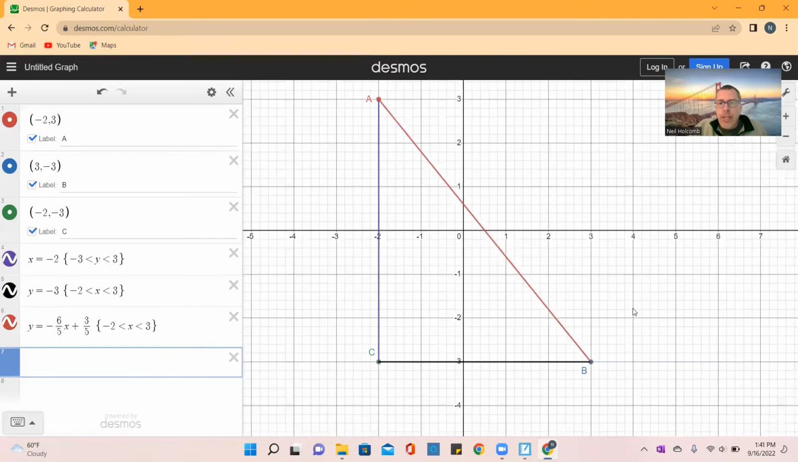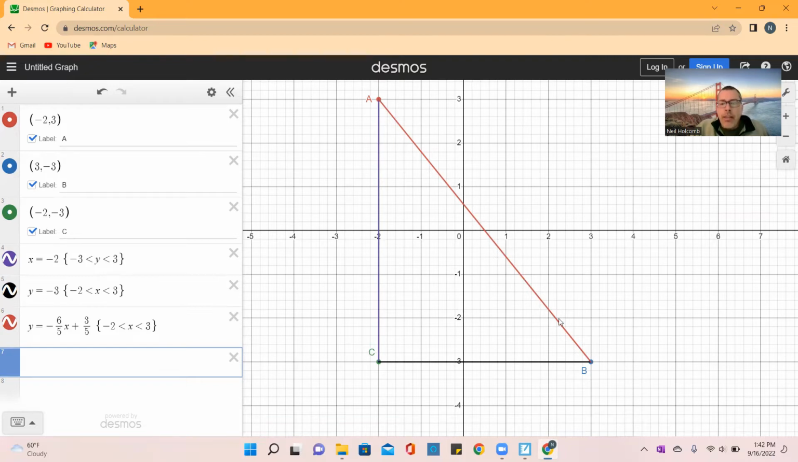Let me zoom in, there we go, that's better. So now I can tell if I start here, that's -2, that's 1, 2, 3, 4, 5. So BC has a length of 5. Then 1, 2, 3, 4, 5, 6. AC has a length of 6. So 6 plus 5 is 11.